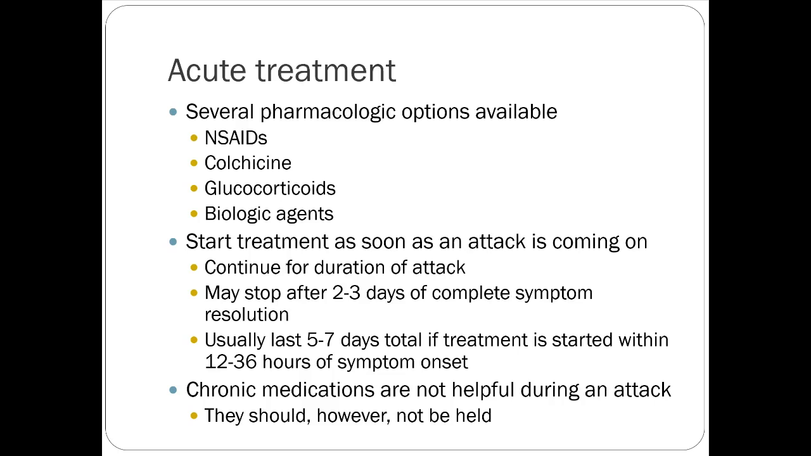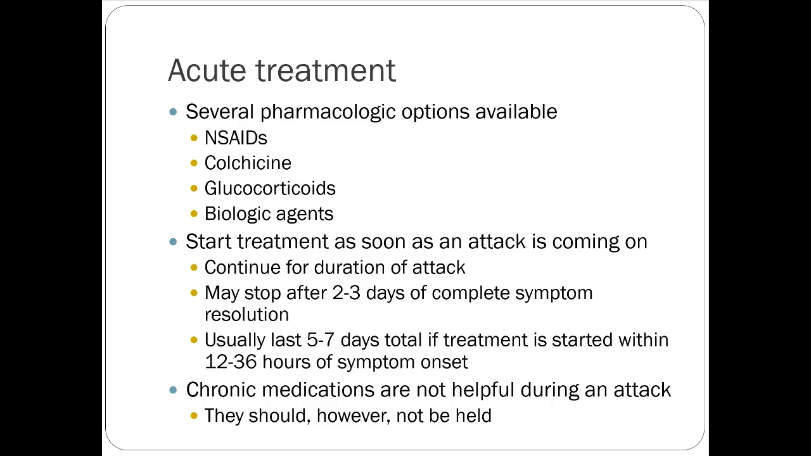If somebody gets an acute gout attack, we want to start the treatment as soon as the attack is coming on. And usually stop the treatment about 2 to 3 days after complete symptom resolution. Usually an attack is about 5 to 7 days in total of treatment if you're starting within 12 to 36 hours of symptoms. So you should be able to limit that attack to a reasonable time frame.